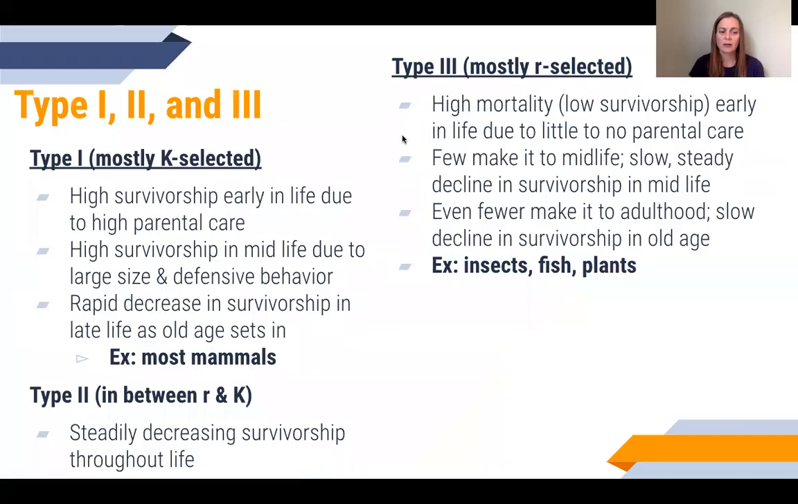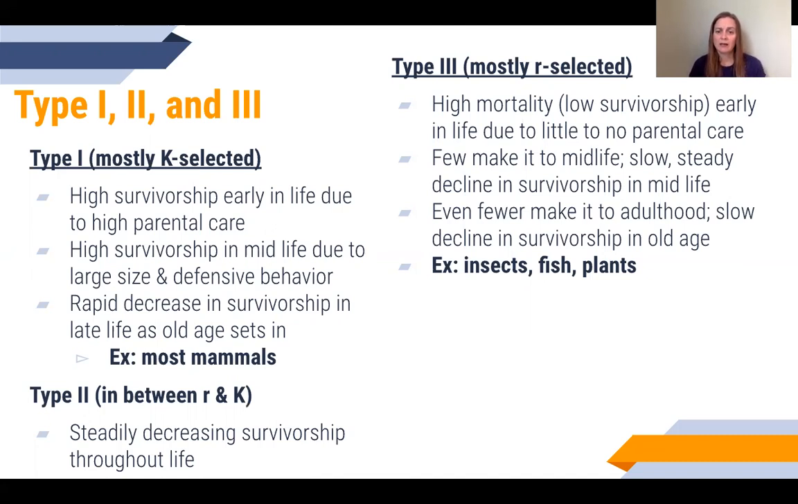Okay, so let's talk about our type 3, and then we'll come back to type 2. Type 3 tend to be the r-selected organisms. They have very high mortality early in their life because they have little or no parental care. We can think of sea turtles as an example of this. A sea turtle comes ashore and lays hundreds of eggs. Of those hundreds of eggs, very few of those hatchlings even make it into the water. Those that do make it into the water frequently don't make it past the first couple of weeks because they are preyed on by other organisms. So very few make it to midlife.